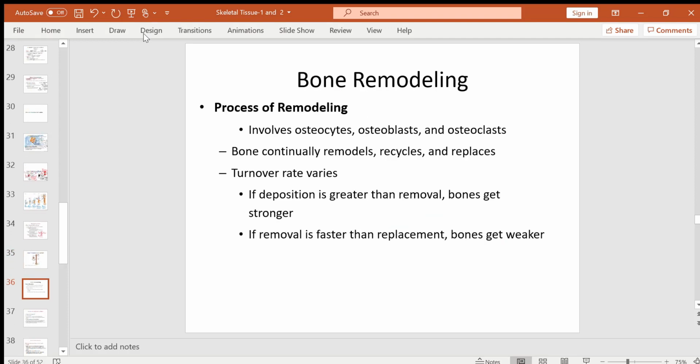Bone remodeling. This is a process that continuously occurs in the skeleton, in the bones, throughout life. Bone remodeling includes the formation of new bone tissue as well as the destruction of the old bone tissue. And these two things are happening simultaneously throughout life.